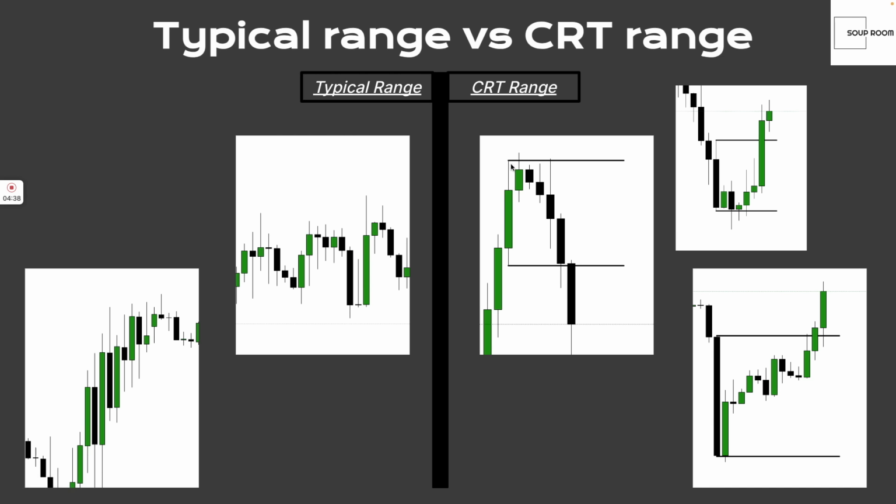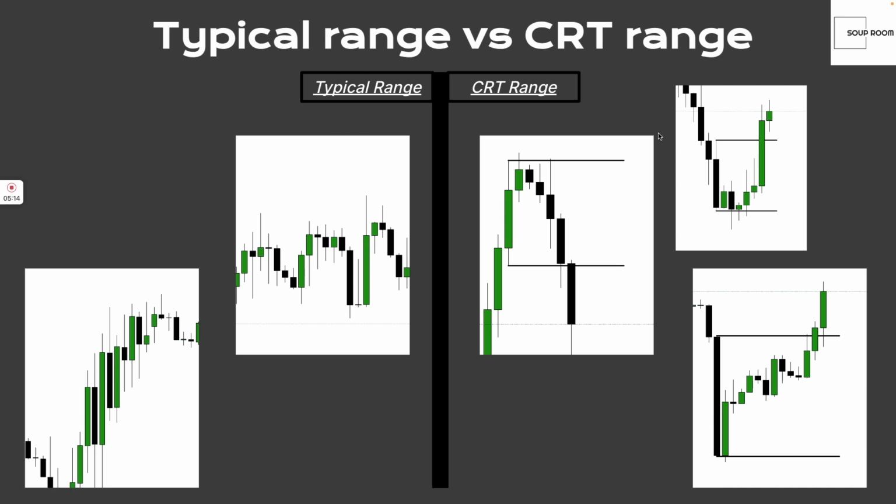So we form a range high and low. Turtle soup the high, targeting the range low. This example, we form a range high and low. We turtle soup the low. We wicked below. So this is bullish, targeting the opposing end of the range. Same thing here. Formed a range high and low. Turtle souping the low. Bullish, targeting the opposing end of the range. So do you guys see how the CRT ranges are very, very easy to see compared to a typical range?